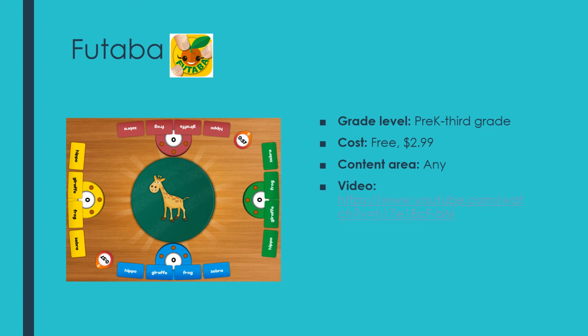Futaba is actually the Japanese word for seedling. As you progress through the rounds, whoever wins the round earns a seedling on their colorful circle. And once you get 3 seedlings, you win.